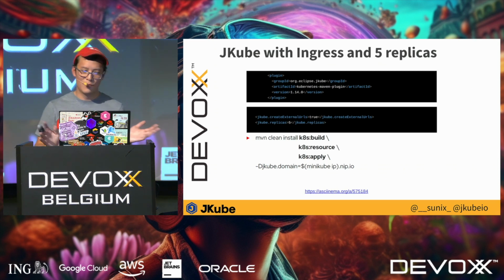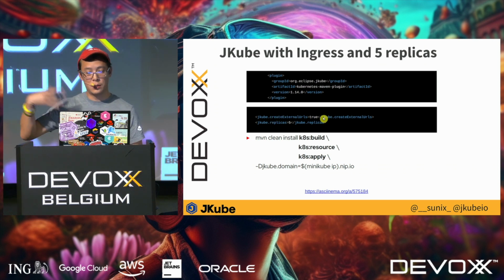Normally I have the demo, but I won't have time to show this one. This is one way to customize JKube. It's through system properties, Java system properties. So for instance, here there is an option to add an ingress resource. So you put jkube.createExternalUrls to true, and it will generate an ingress. And you can also override the default replica value with this property. You can pass this property in the command line like that, if you like.